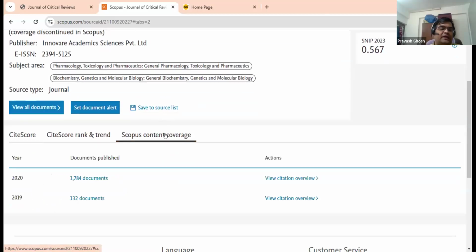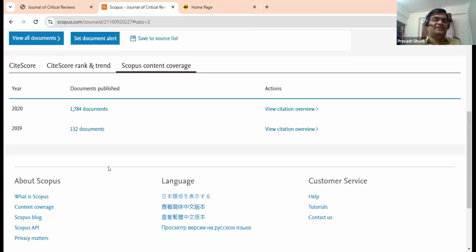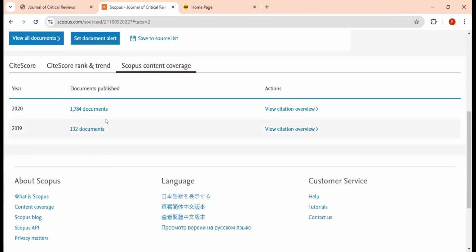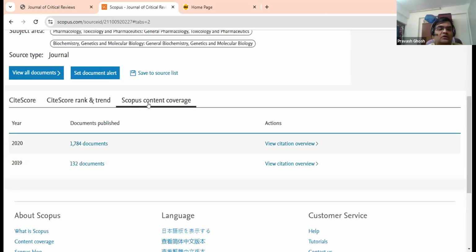So the Scopus content coverage. Yes, see here. Please, all of you, see here. 2019, how many documents? Can you see my screen? 132. 2020, how many documents? 1,184. Have you seen this? Exponentially, they will increase exponentially, and one day they will be out because they know that. उनको तो जाना ही है Scopus से बाहर. So 20 out हो गया.